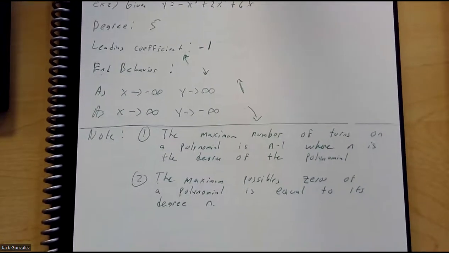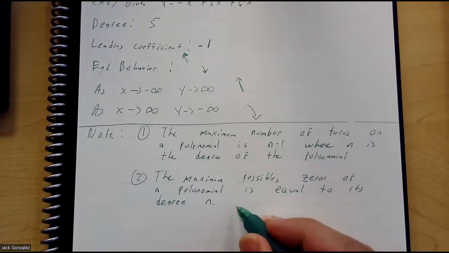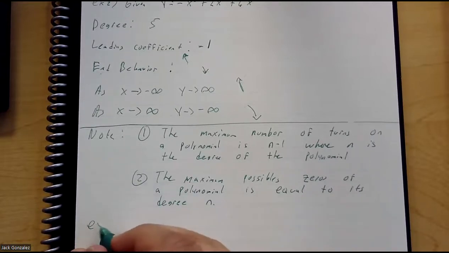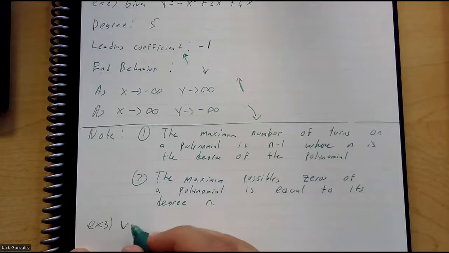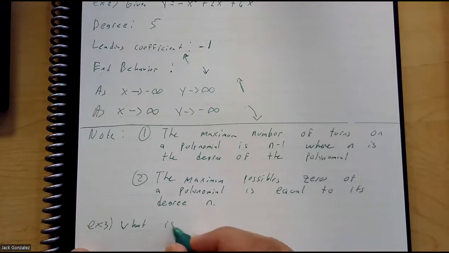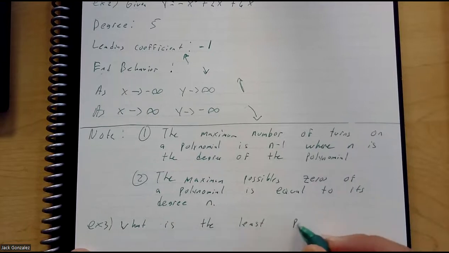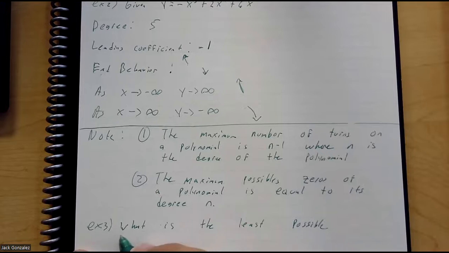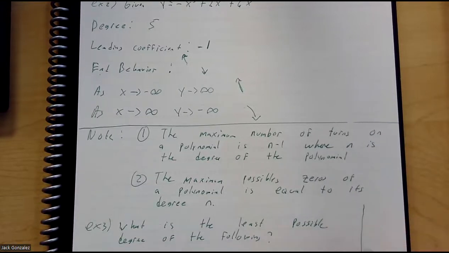All right. What is the least possible degree of the following? See if I can fit it here.